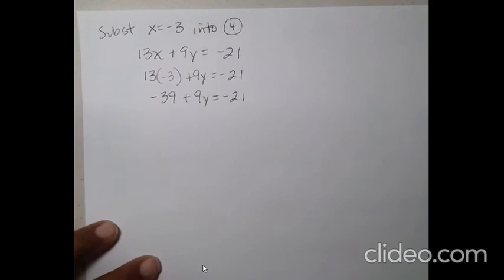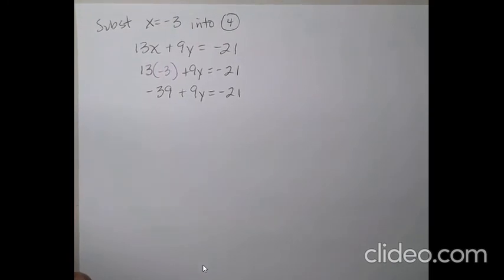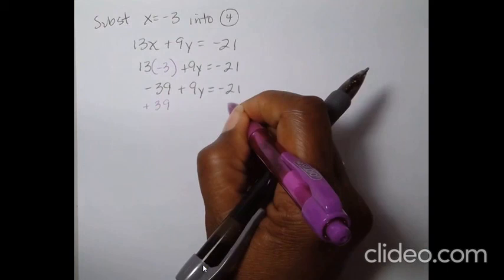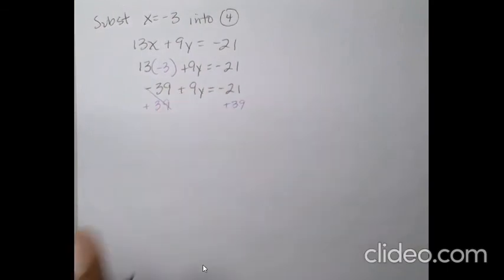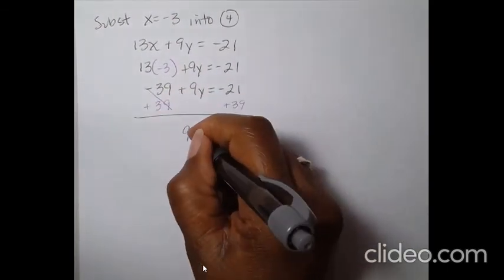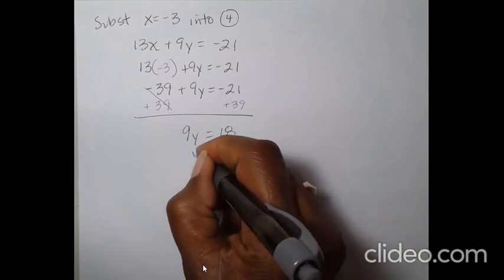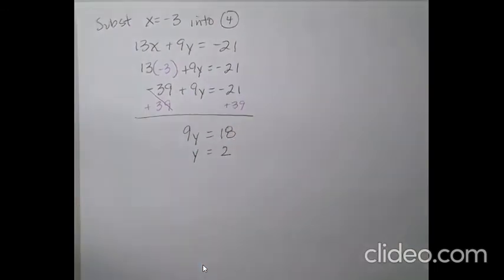I want a little more room. Let me create some more space for myself. We're adding 39 to both sides. Add 39 to both sides. We have 9y equals positive 18. Divide both sides by 9 and y equals 2.